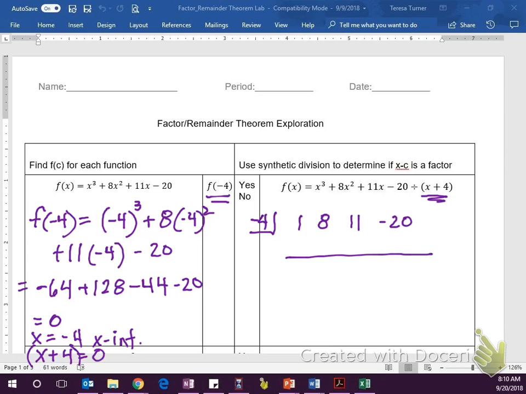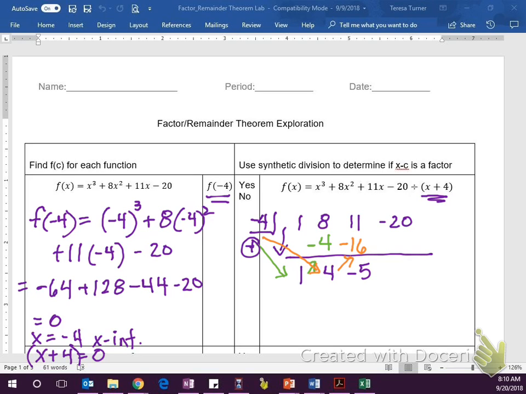What's the first step? Bring down the first coefficient, which is 1. What's next? So we multiply by negative 4. And we put it underneath the 8. And then what do we do? We add. So 8 plus negative 4 is 4. Then what's the next step? Multiply the 4 by the negative 4. So negative 4 times 4, and it goes under the 11. So that's negative 16. Then we add, 11 plus negative 16 is negative 5.